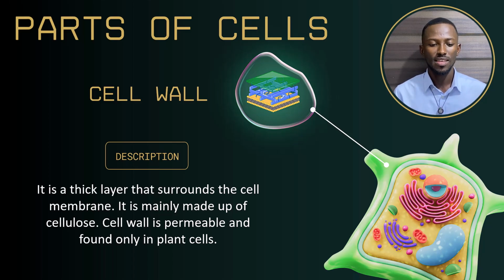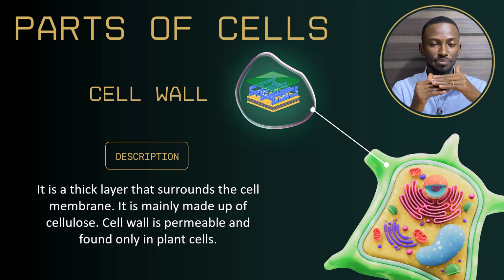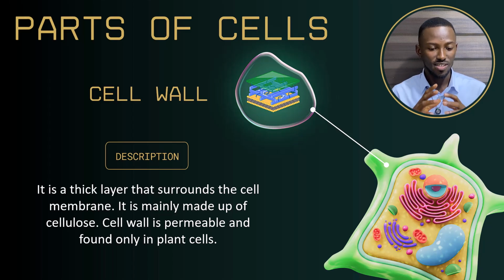What does that mean? The second part of the definition is what I want to stress on. First part, we said it is a thick layer that surrounds the cell membrane, meaning the cell wall is the first line of defense that comes before the cell membrane. And mind you, it is found only in plant cells. And in plant cells, cell walls are made up of cellulose. So it's also called the cellulose cell wall.